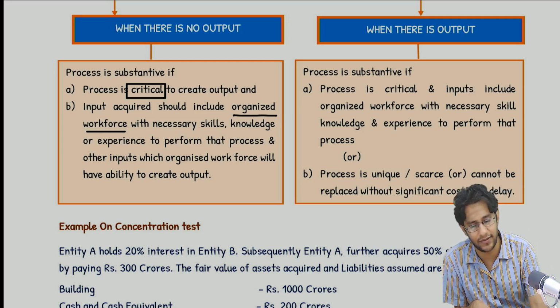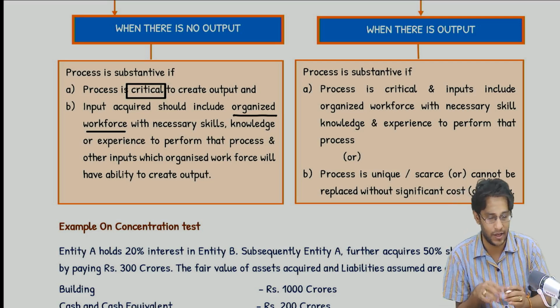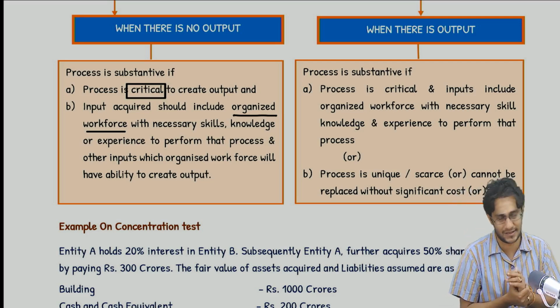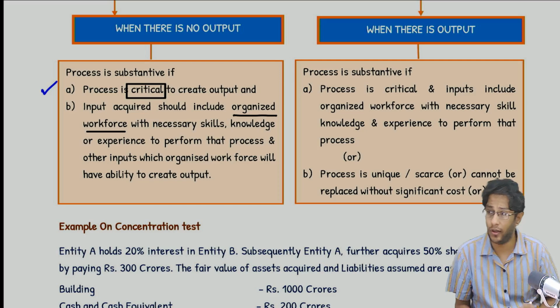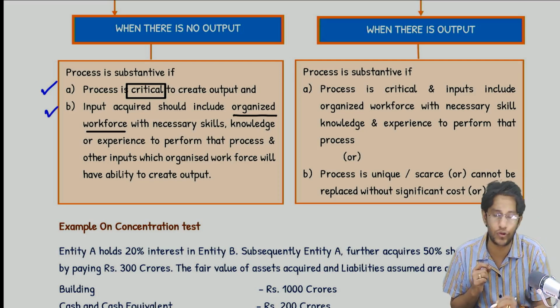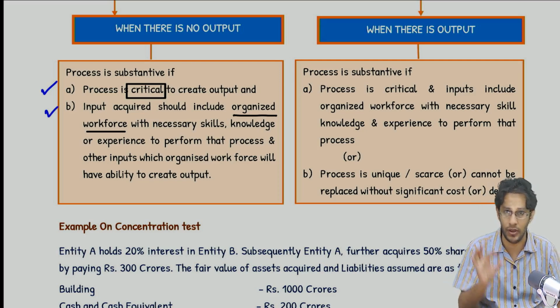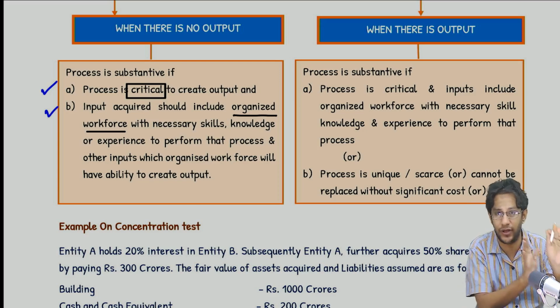Therefore, the standard has given you two options. Means there are two ways of passing this test now. Before we read that, if you observe here, one is it should be a critical process. Next, your input should include organized workforce. Correct? These two points combined you should satisfy here also.